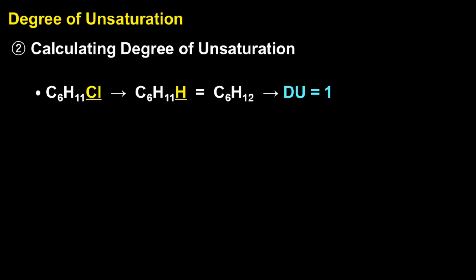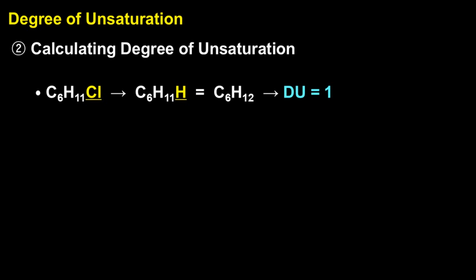Let's try a few more examples, this time including atoms other than just carbon and hydrogen. First step, we've got C6H11Cl. Chlorine is a halogen. And in degree of unsaturation calculations, we treat halogens like hydrogen atoms.